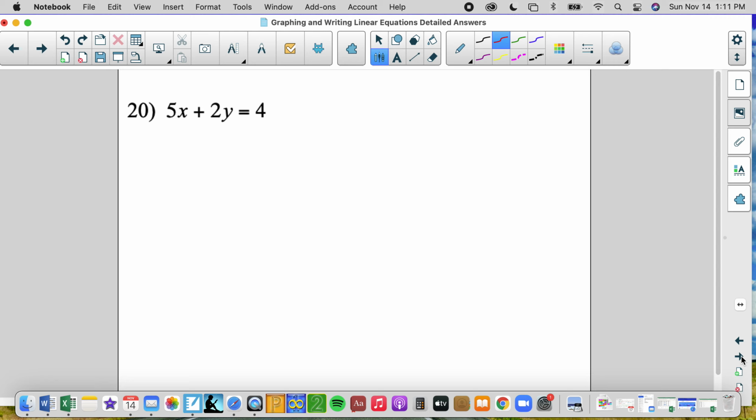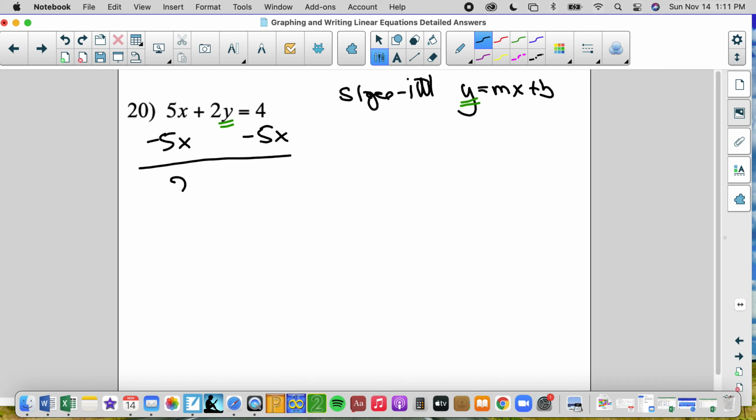All right, now let's write this in slope-intercept form. Well, we know that slope-intercept form is y equals mx plus b. We have to isolate the equation for y. So this is in standard form, so let's isolate y. The first thing we're going to do is get rid of the x from that side of the equation. That leaves us with 2y equals -5x plus 4. Now we have to get rid of the 2. The 2 is multiplying, so we're going to divide everything by 2.